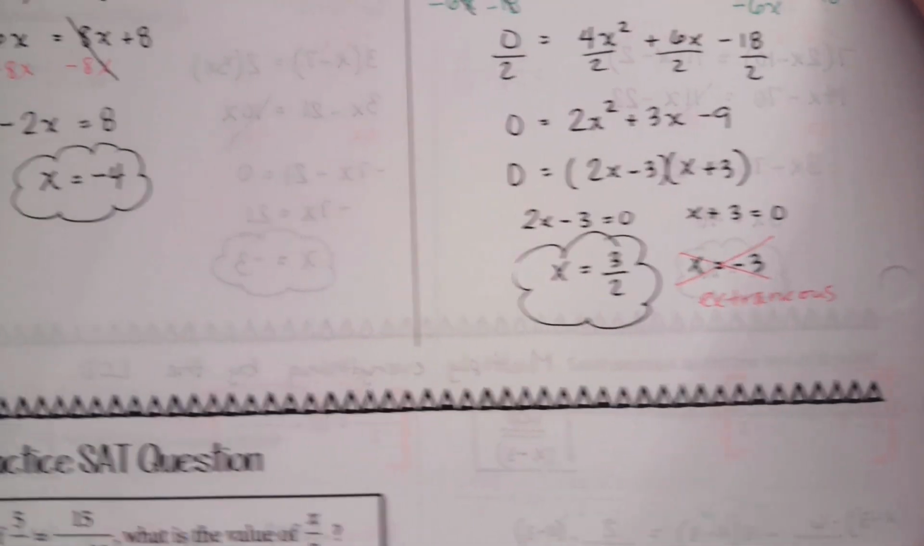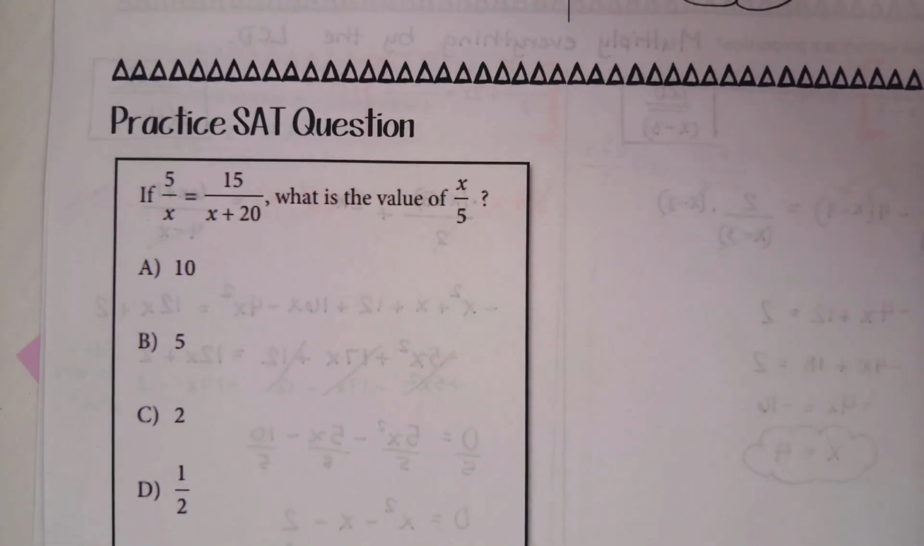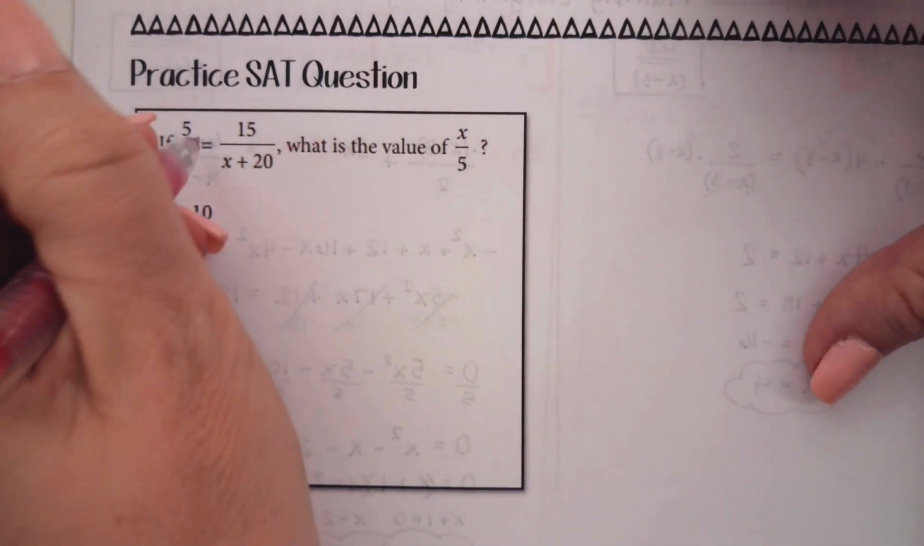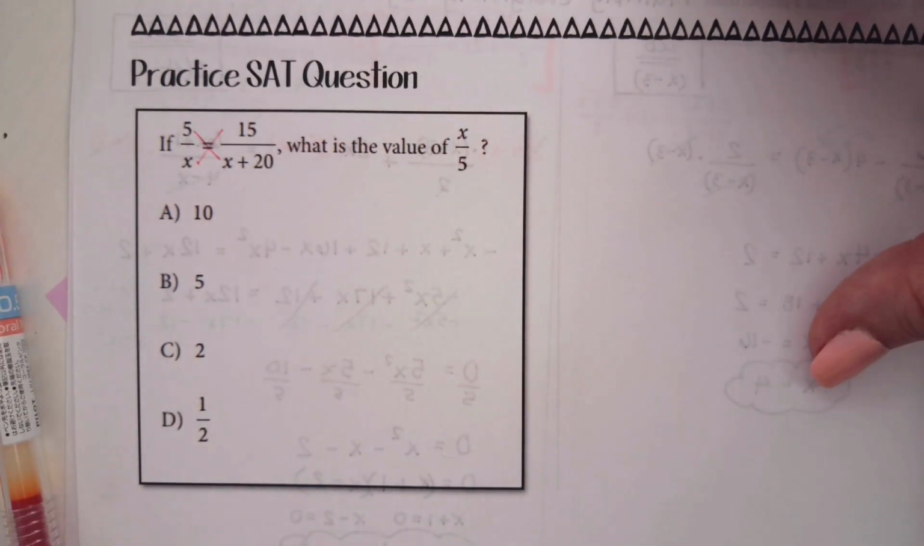All right. This one looks fun. If 5 over x equals 15 over x plus 20, what is the value of x over 5? Oh, you can cross multiply. What's our game plan on this? Cross multiply to do what? What is the purpose of that? To find the value of x, and then once we have the value of x, we can divide it by 5. Game plan. So yes, we can cross multiply because you just have one fraction equals one fraction.